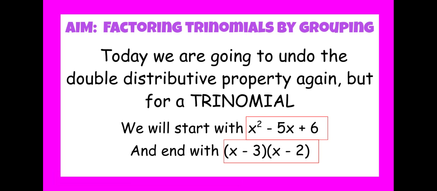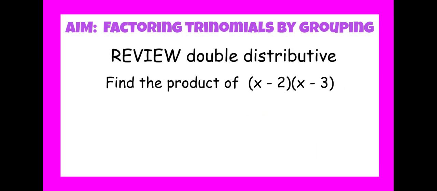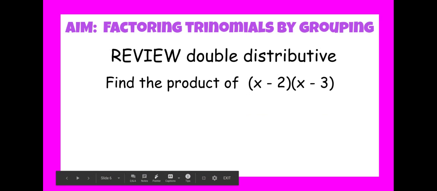So we're going to start with something that looks like a trinomial, which is usually a quadratic, and we're going to end up with two binomial factors. Okay? So this is where we start, and this is what we're going to end. But let's just review where it comes from, what we talked about in Chapter 2, polynomials, how to multiply them. So first, let's just review how to double distribute.